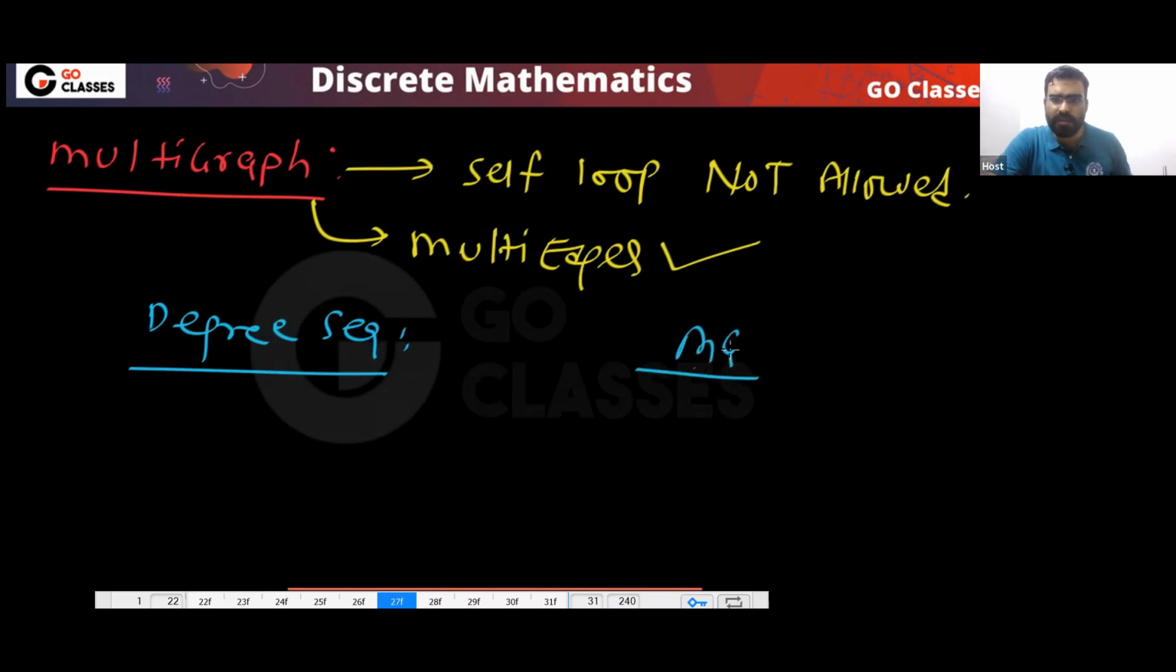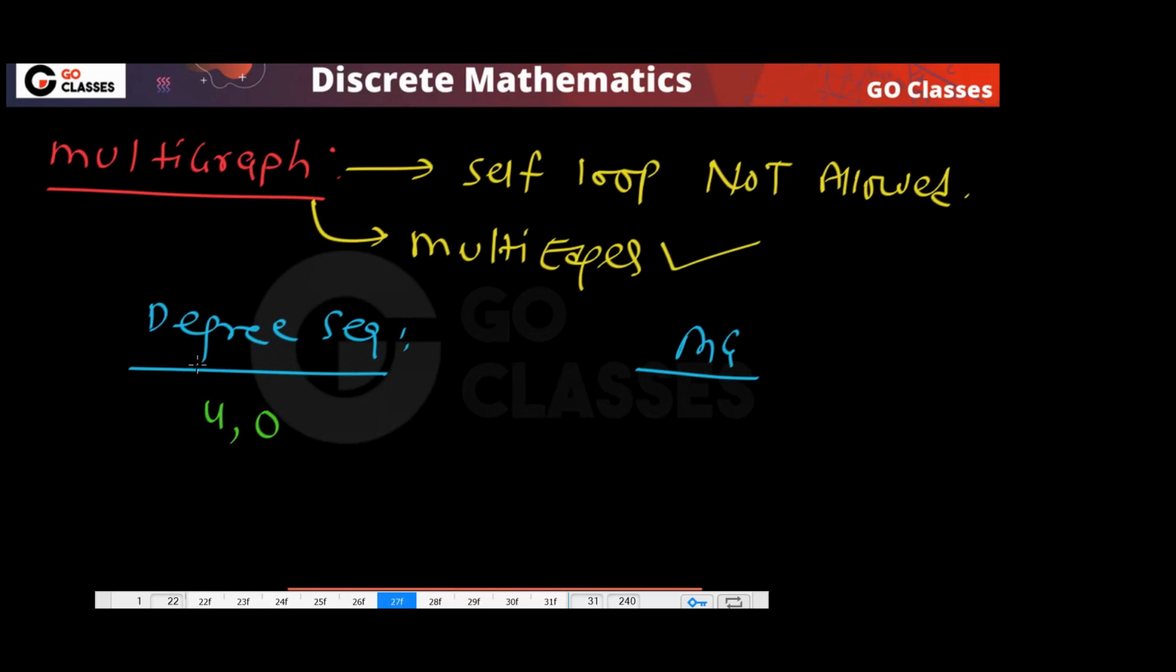If I give you this degree sequence, does a multigraph exist for this degree sequence? Can I create a multigraph? And the answer is no. Very simple. Because you have two vertices. It means you have two vertices A, comma B.